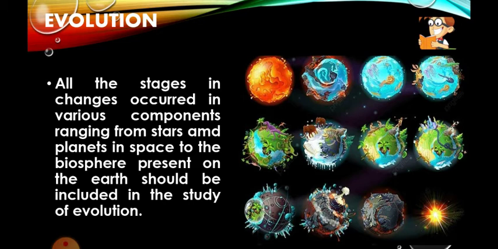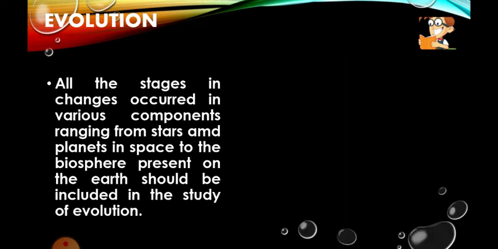So evolution is not only the study of living organisms on the earth, but even the evolution of all the stars and planets, or whatever other heavenly bodies are there. Is that clear? So in the space, this is also included in the evolution. But right now we are not going to talk about the evolution in the space, only about the life on the earth. Fine.